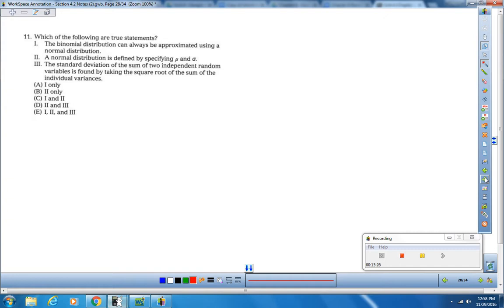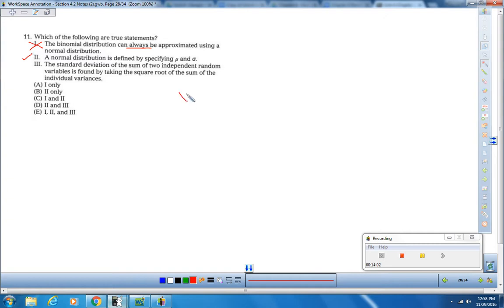Number 11, this is kind of weird because the first one we hadn't talked about. The binomial distribution can be used to approximate a normal distribution, but the sample size has to be big enough. And there is that condition, so it doesn't mean it can always happen. A normal distribution is always defined by specifying mean and standard deviation. And then the standard deviation of the sum of two independent variables is found by taking the square root of the sum of the independent variances, or individual variances.